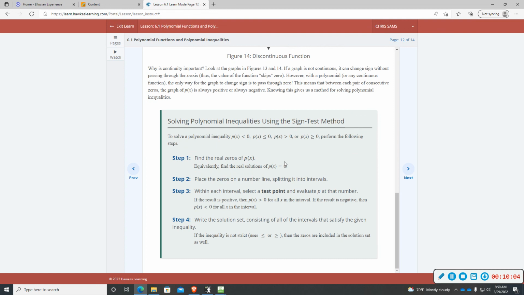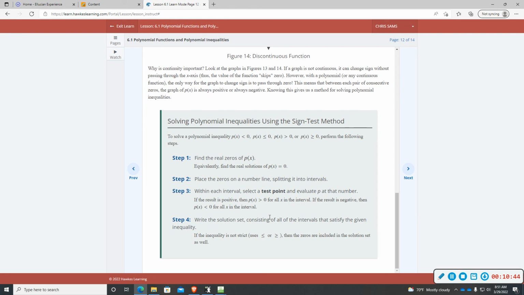This is the process that we're going to use to find those intervals when we're solving inequalities. I will model this in Hawks when we start doing examples, but it first wants you to find the zeros, and then you place the zeros on the number line, splitting it into intervals. Within each interval, we select a test point, and you can pick any number, whatever is easy for you to work with. If the result is positive, then it's positive for all the values in that interval, and if it's negative, then it's negative for all results in that interval.